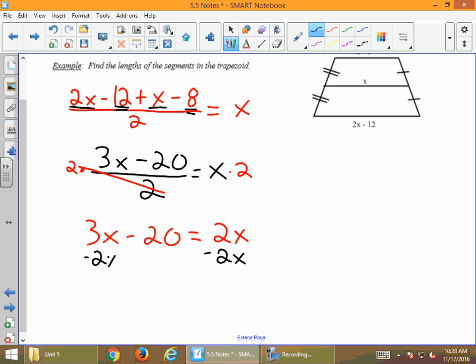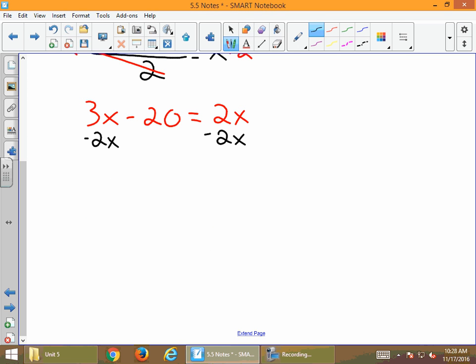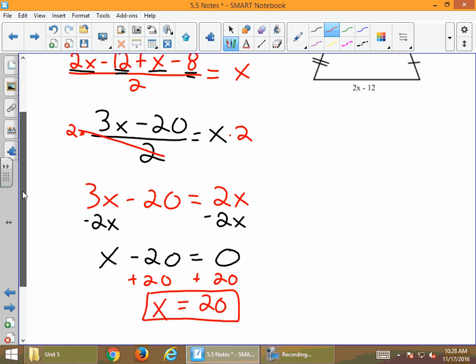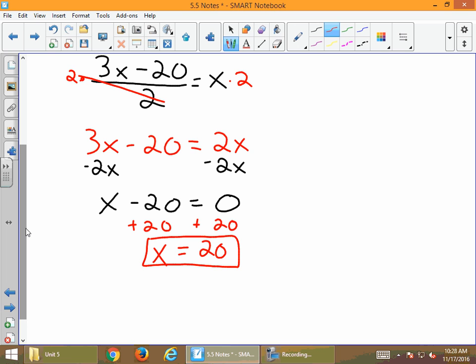So minus 2x. So when I do so, what's 3x minus 2x? x minus 20 equals, well, 0. There's nothing there. You have one more step. If you were to subtract it, you'd have to divide, but whatever it is, add 20, add 20. So x is equal to 20. Found it. We good?